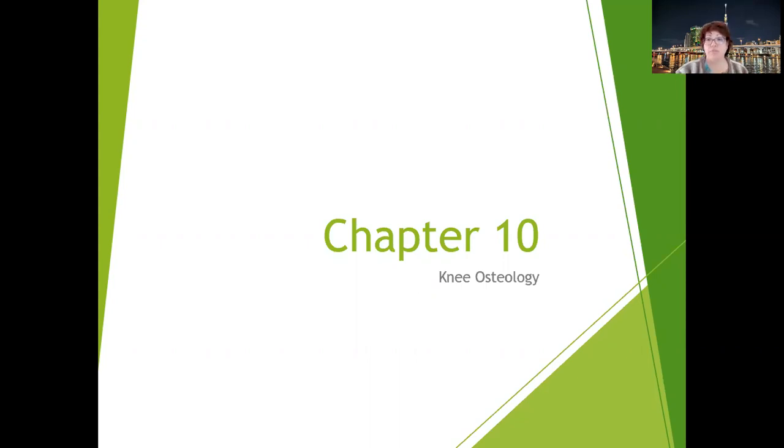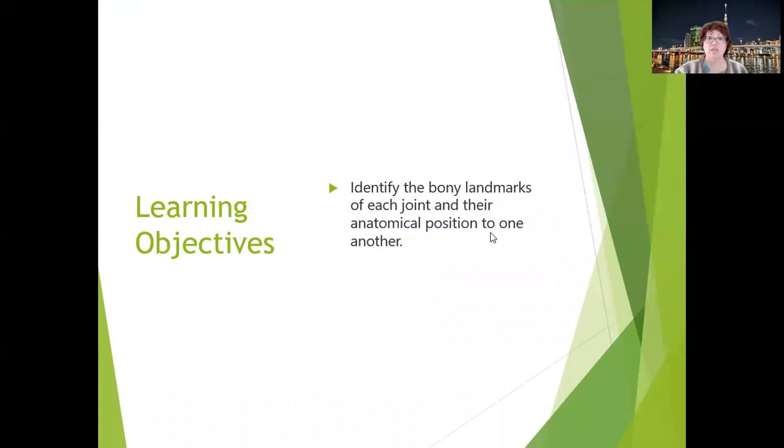So the learning objectives for this are the same as they always are for osteology. I want you to be able to identify the bony landmarks of each joint and their anatomical position to one another. And then, of course, in the lab, you are going to palpate the different bony landmarks. And so we'll talk about which ones are palpable and which ones are not.